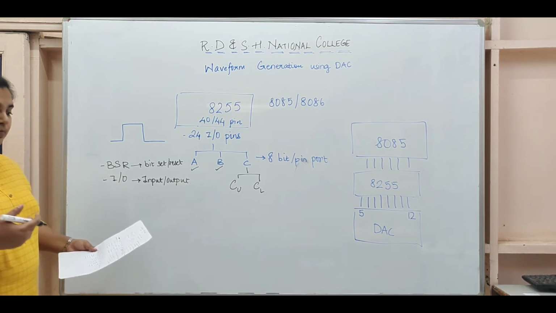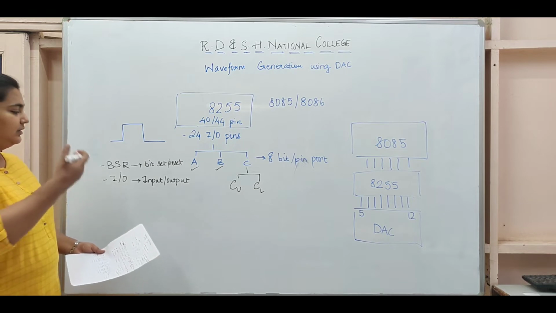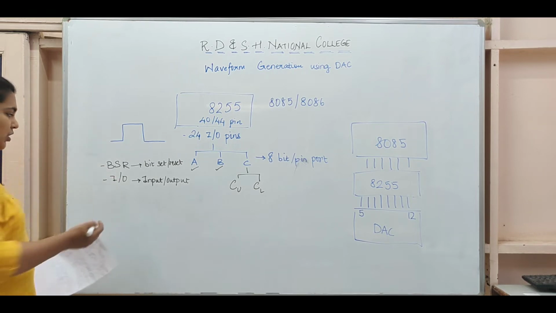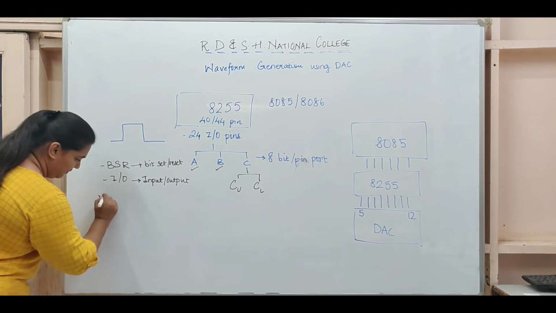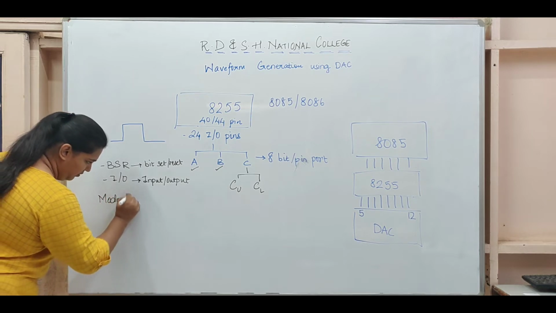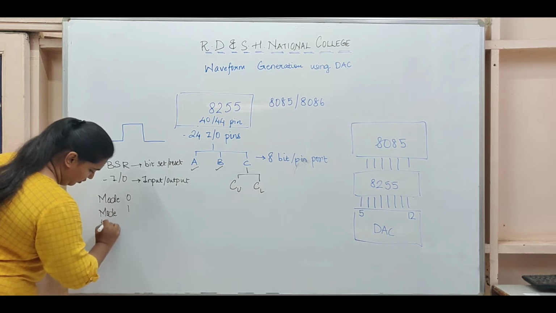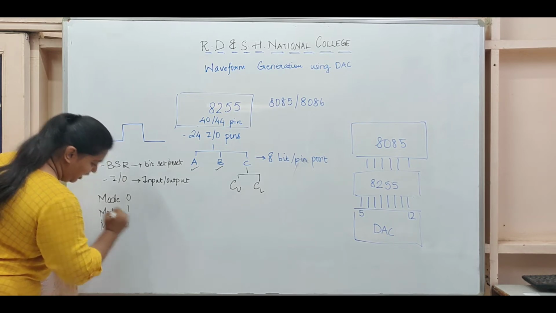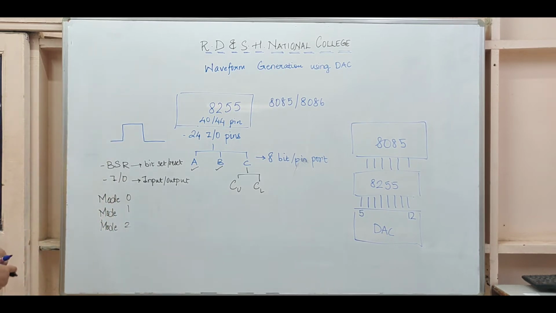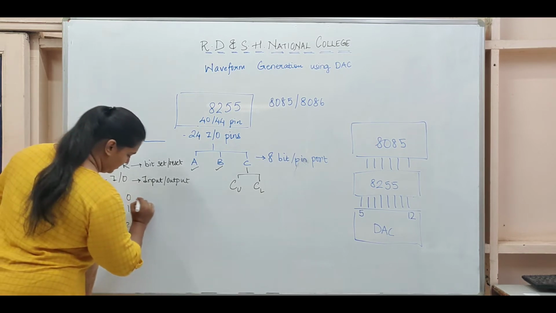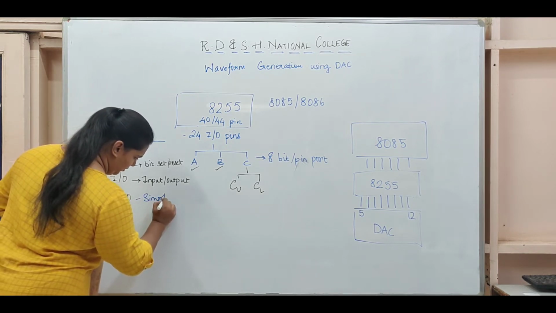Even in I/O mode, it is further defined as 3 different modes: mode 0, mode 1 and mode 2. Let's see how each of these works. Mode 0 is simple I/O, input output.